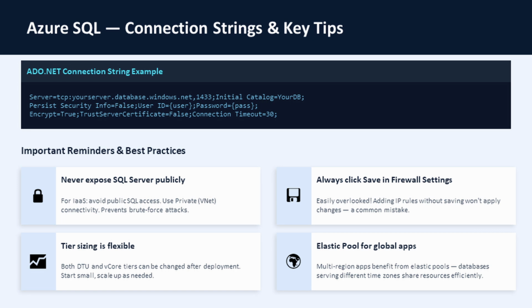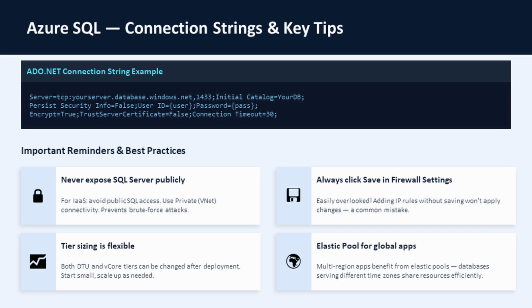Second, in Azure SQL Database, always click Save after modifying firewall rules. This is a very common mistake. You could spend a long time troubleshooting a connectivity issue only to realize the new firewall rule was never saved. Third, both the DTU and vCore pricing tiers are completely flexible. You can change them at any time.